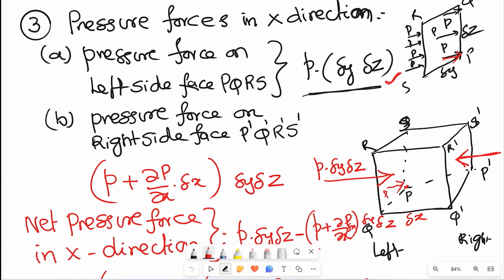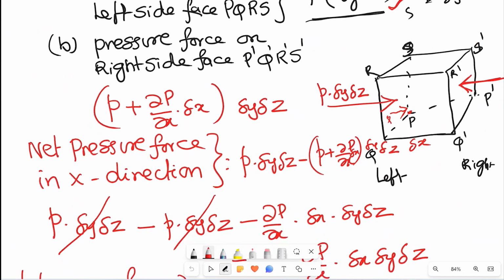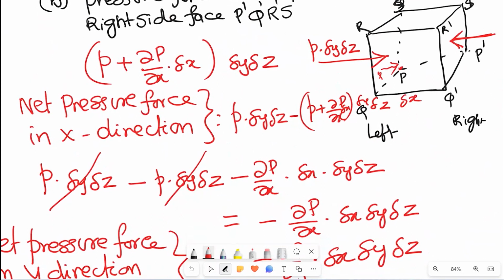Now, what is the pressure force? Pressure intensity into area. So, what is that? P plus dou P by dou X into delta X into delta Y delta Z. Now we are interested in the net pressure force in the X direction. Originally on the left face, it is P delta Y delta Z, and on the right face, it is P plus dou P by dou X into delta X into delta Y delta Z. So now what is the net pressure force?